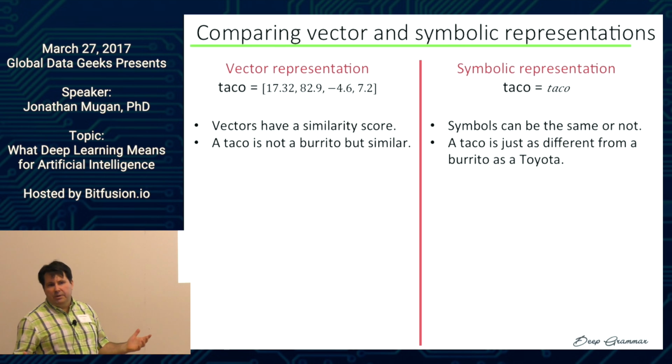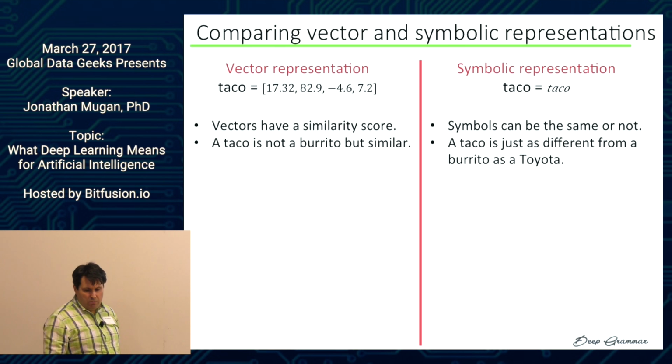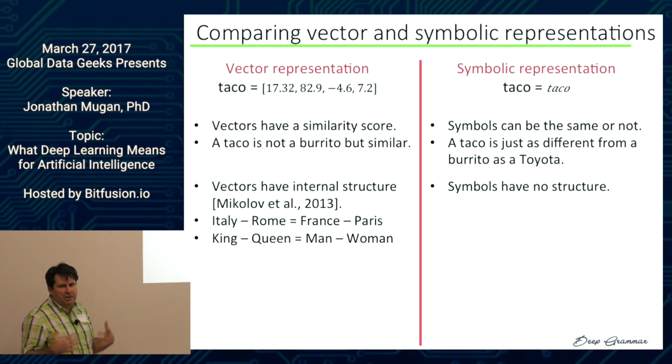Remember the example earlier we gave of the difference between a car and a truck, right? We want to represent that they're similar but not exactly the same, and this does that well. They've even found that they have some internal structure, even though we don't know what any particular value is.